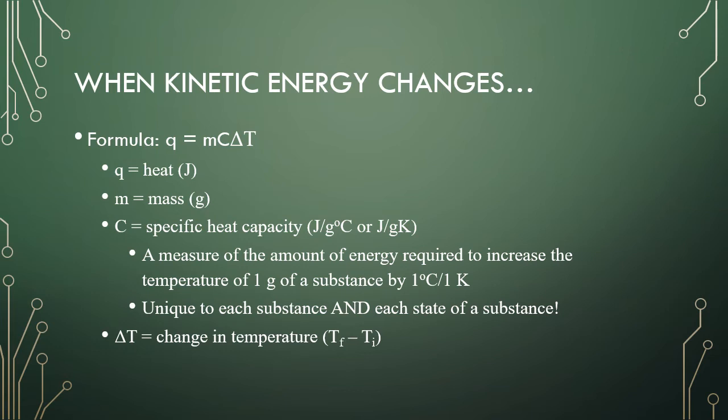A specific heat capacity will be unique to each substance and also to each state of that substance. For example, the specific heat of water and the specific heat of ice are not the same. The delta T component stands for change in temperature. You are likely used to seeing this delta meaning change. Specifically, if you want to find this calculation, it is the final temperature minus the initial temperature.